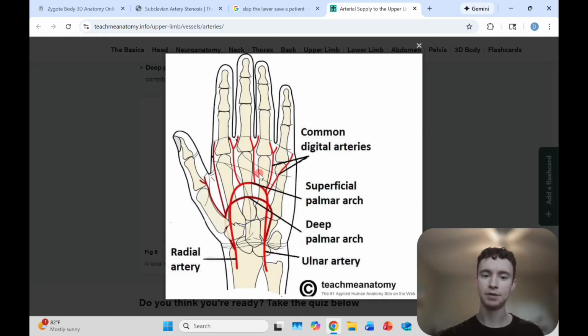And the good thing about having two arches is that if one gets occluded with a certain grip that you have, or in some cases if it gets blocked or something, then the hand can still get blood supply because of the two arches, because it has recurrent blood flow, not just one, which is a really cool design of the hand.